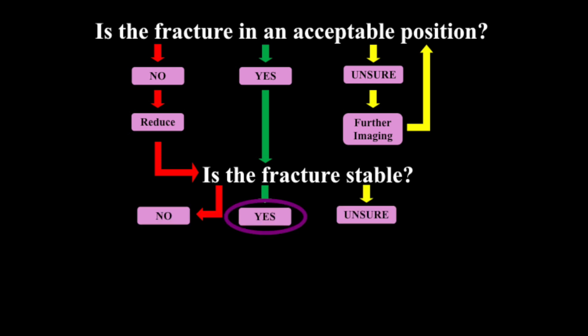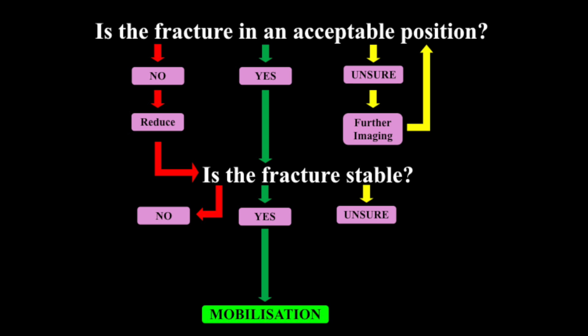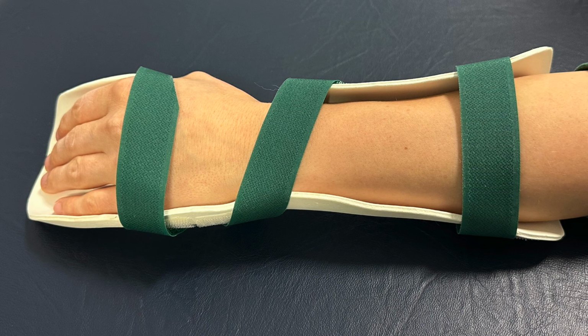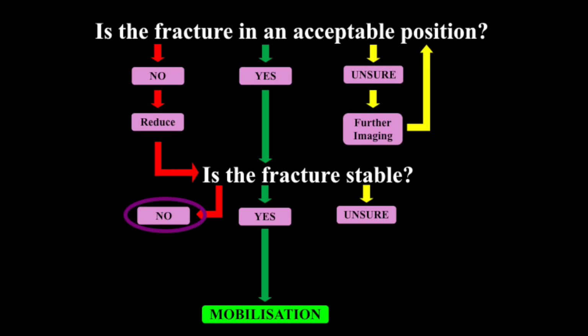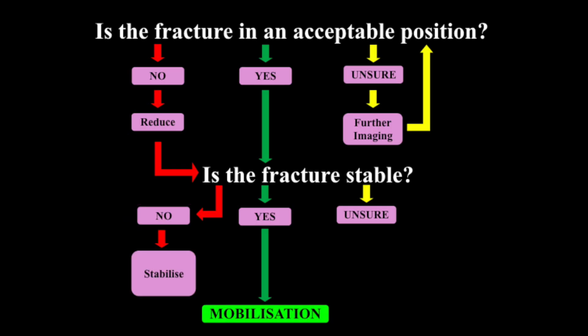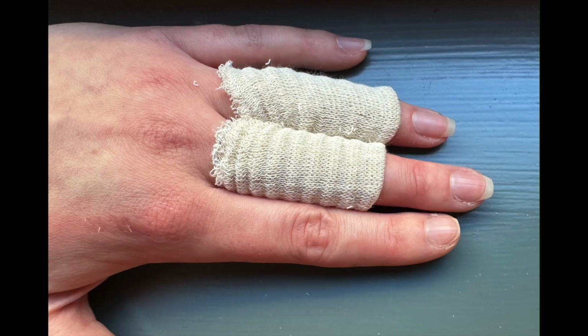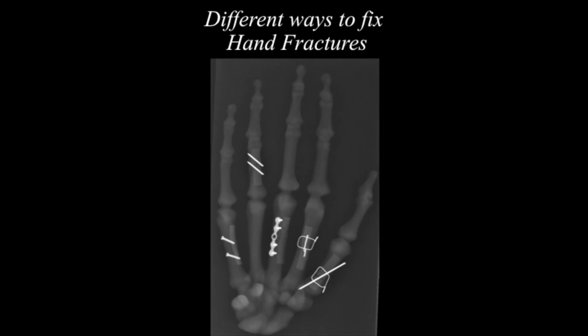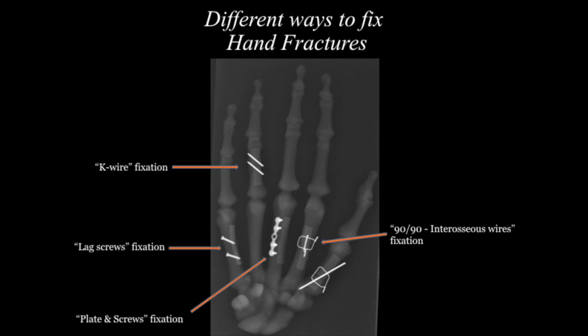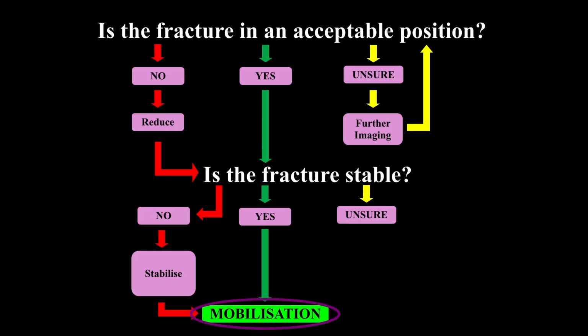If the answer is yes, the patient goes straight to hand therapy for supervised mobilization, possibly with the judicious use of splintage as necessary. If the answer is no, then the fracture needs to be stabilized. There are several ways to stabilize a hand fracture, from non-invasive techniques such as the use of splints to surgical procedures using K-wires, plates and screws, etc. But whichever method of stabilization is employed, the patient must then have mobilization of the hand under hand therapy supervision.